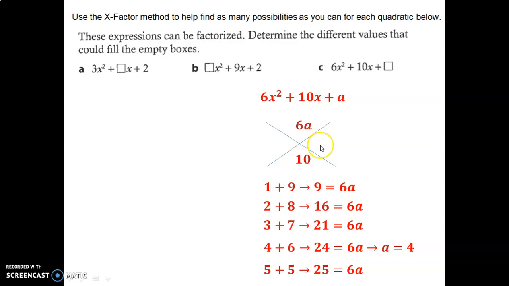So we've had 4 plus 6 makes 10. 4 times 6 makes 24. And 24 equals 6A. That you can divide, and you get A equals 4. Otherwise, it's all going to be decimal values.